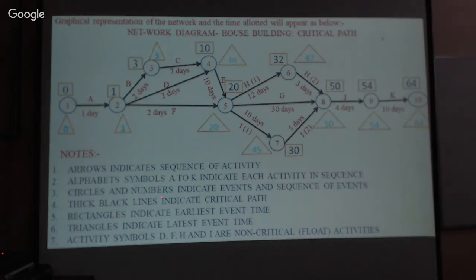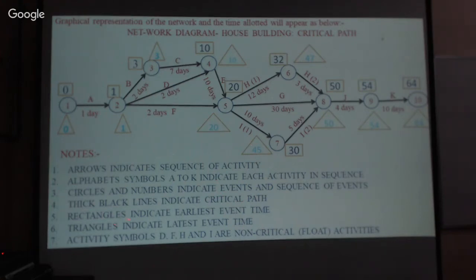And circles and numbers indicate events and sequence of events. This is 5, 6, 7, 8. Now these are the thick black lines, not indicated here, I will show later. I will keep this pending. These thick black lines indicate the critical path. Now that is modified, I will tell you later where that is.